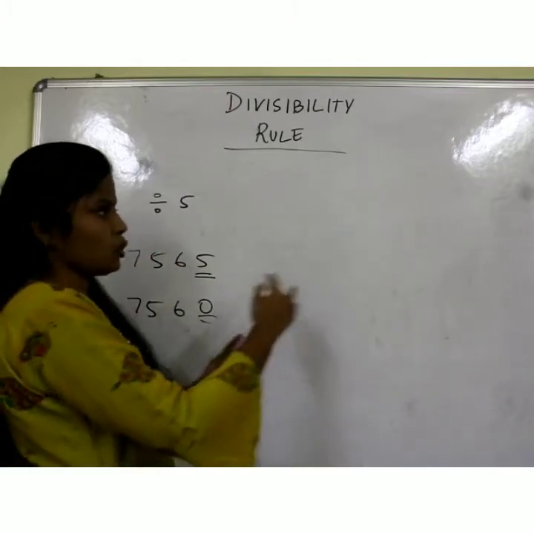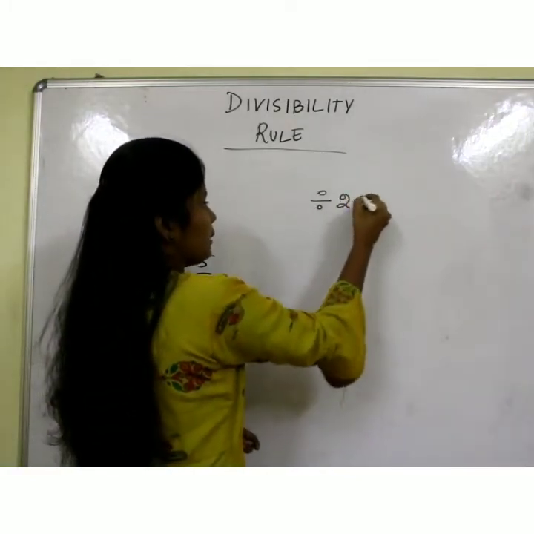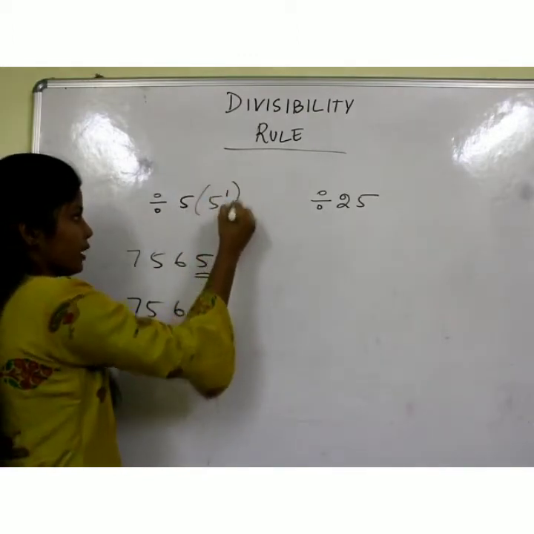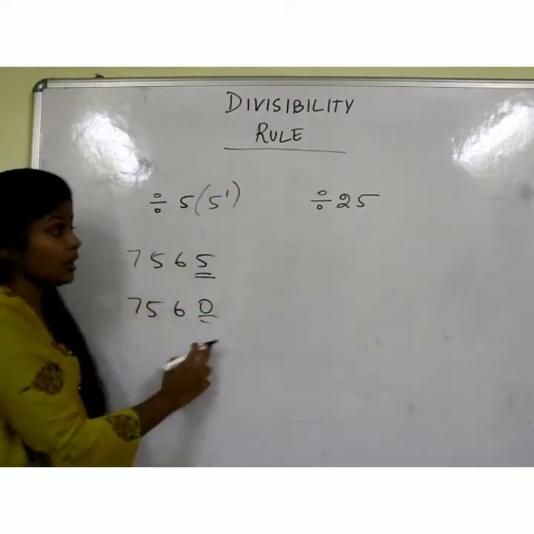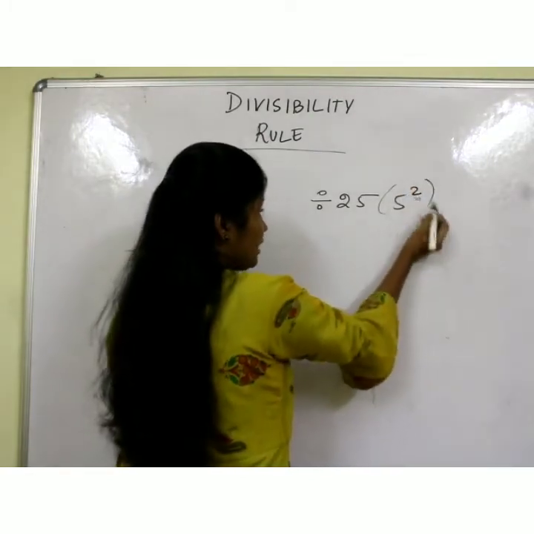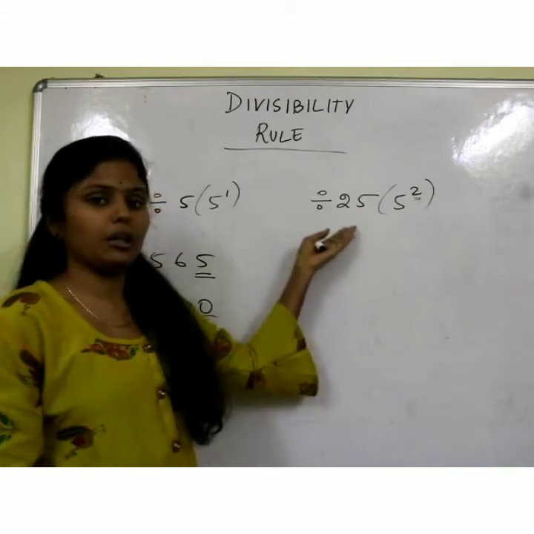Now, the same goes for the powers of 5. How do you check a number to be divisible by 25? As 5 is the first power of 5, I checked only the last digit. Now 25 is 5 power 2, so I am going to check the last 2 digits of the given number, whether it's divisible by 25 or not.